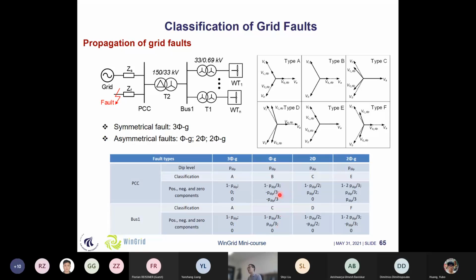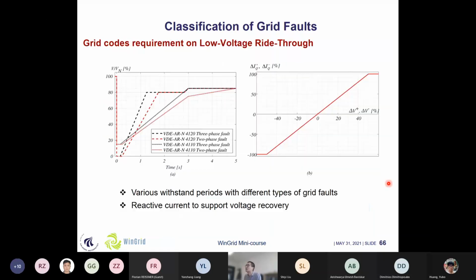So once we know these values, we will actually know, from these six figures, which corresponds to which kind of fault type. These are some propagation issues of the grid faults that we need to take into account.